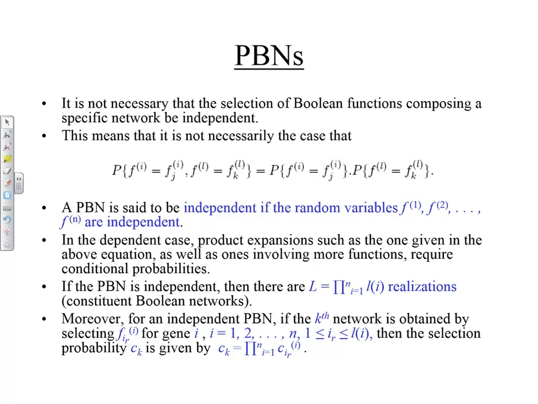So if the PBN is independent, then there is a capital L, which is the product of the number of predictors. For the ith gene, you have Li predictors. For all the genes together, you'll have this many realizations or constituent Boolean networks. Moreover, for an independent PBN, if the kth network is obtained by selecting the predictor for each gene, then the selection probability is given by the product of these individual selection probabilities.